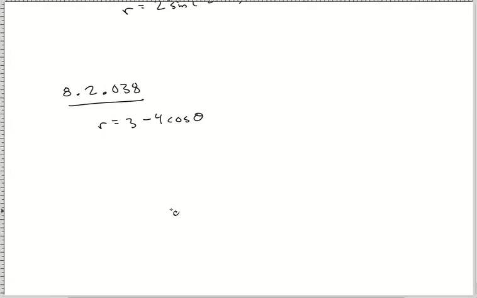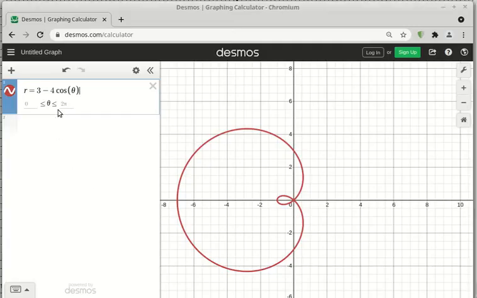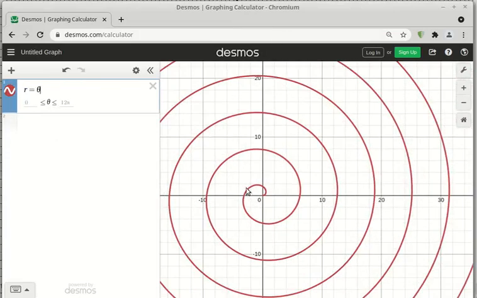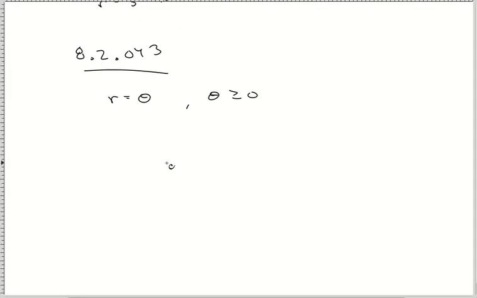Another one. 82043. r equals theta. Now they give me a little bit more constraint. They say theta has got to be greater than or equal to 0. Actually, that's it. So r equals theta, and then I can change some stuff if I really need to. I don't think I need to, honestly. So r equals theta. Wow, look at that. It's a spiral. Okay, I think we might be done with the Desmos. Maybe. Here we go.